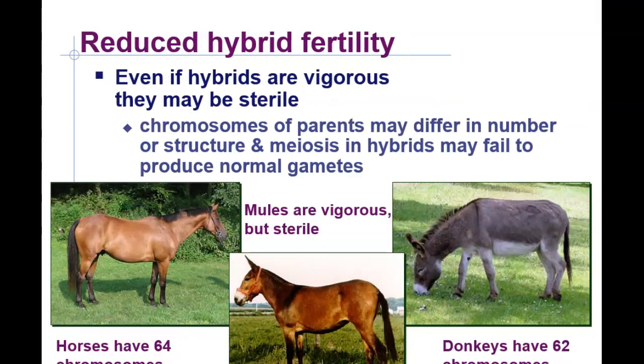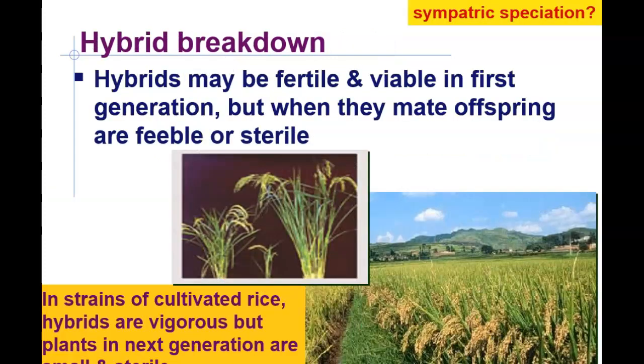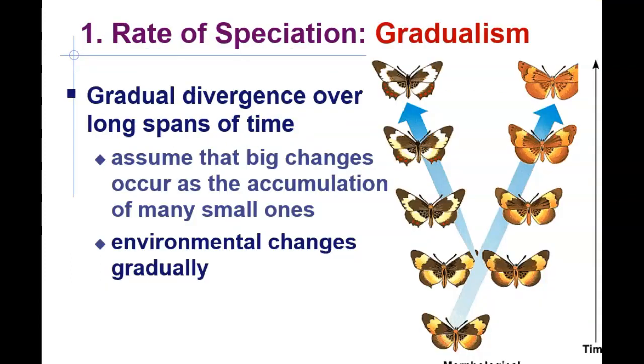Sometimes the offspring are not fragile. They're very vigorous, but they're sterile. For example, horses and donkeys can mate and they can have mules. Mules are very strong. However, they are sterile because horses have 64 chromosomes and donkeys have 62 chromosomes. Mules have 63 chromosomes and cannot produce offspring of their own. Finally, the hybrids in the first generation may be fertile. They may be able to produce offspring, but their offspring might be weak, and this happens sometimes in cultivated rice.